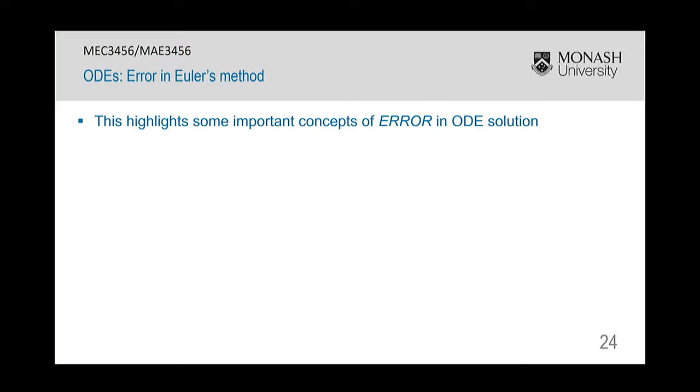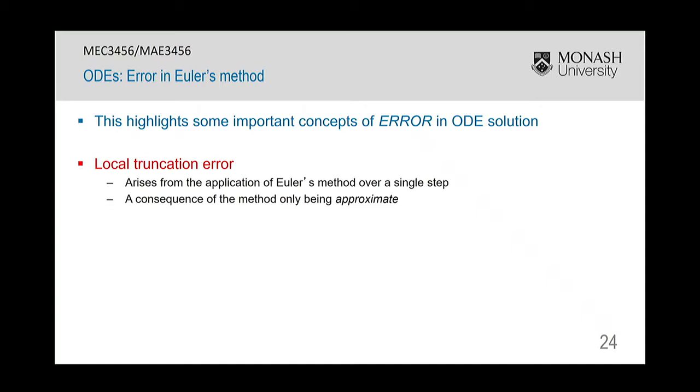So this highlights some important concepts of error in our ODE solution, and these are going to come up time and time again, so I'll introduce them here but raise them again later. There is something called the local truncation error, and the local truncation error arises from the application of Euler's method over a single step. And this is a consequence of the method only being approximate. In other words, we haven't included the higher order terms in the Taylor series expansion.